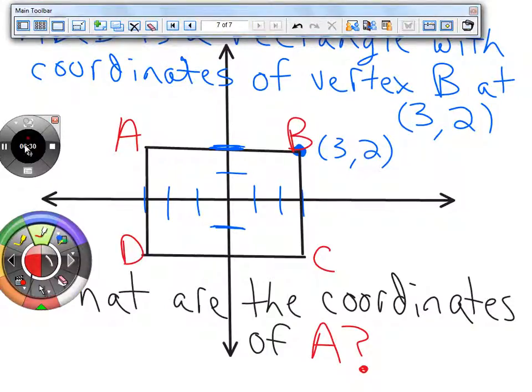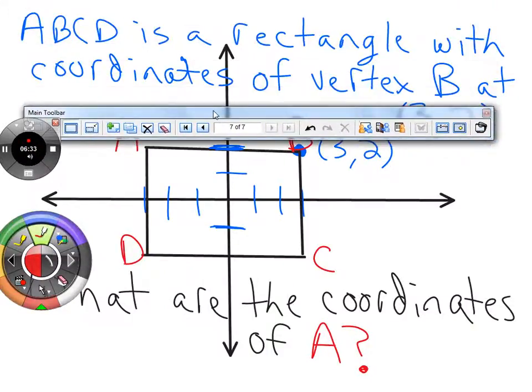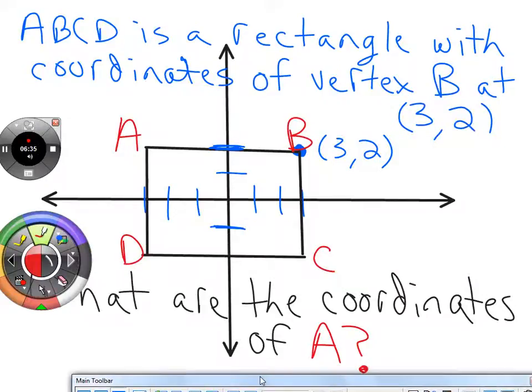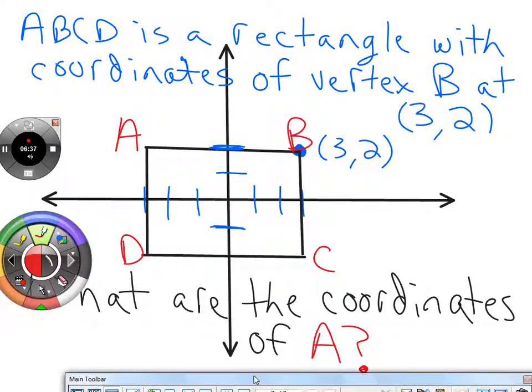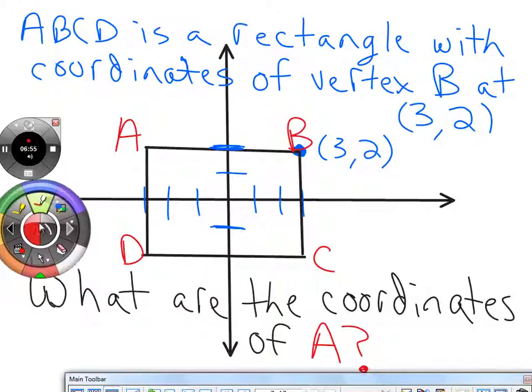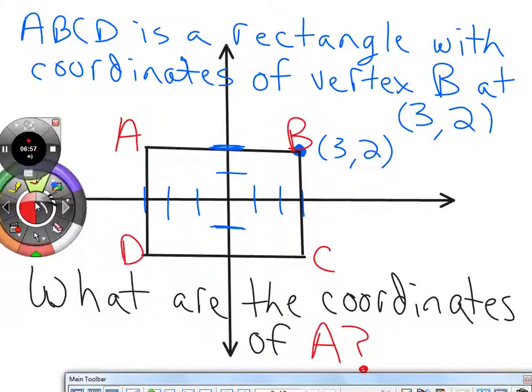And here's the last example. This is a problem you'll do similar. I'm going to say ABCD is a rectangle with coordinates, and it's actually at the origin, so the rectangle is centered at the origin, and the coordinates of vertex B are located at 3, 2. And so then they might ask you questions about this, like they could say, hey, what are the coordinates of A? Well, do you think we could figure out what the coordinates of A are?